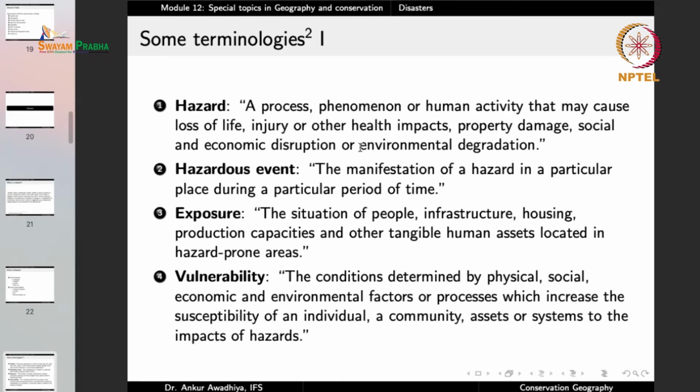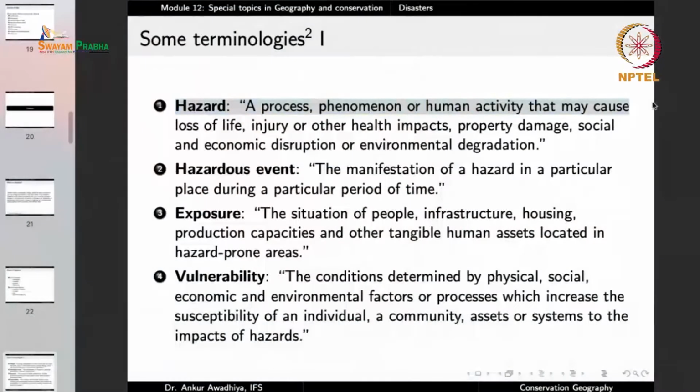So we have looked at all of these words. They were there in the disaster definition, but in this case, hazard is a process, phenomenon, or human activity that may cause all of these. So if you have the possibility of something that may lead to a disaster, then we say that that is a hazard. So hazard is something that may cause all of these things that disaster actually causes: loss of life, injury or other health impacts, property damage, social and economic disruption, or environmental degradation.